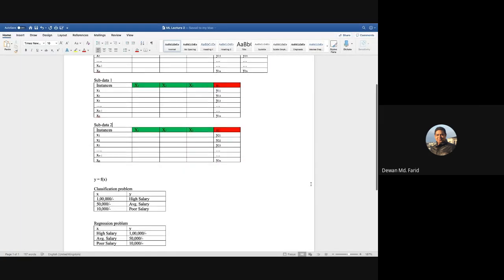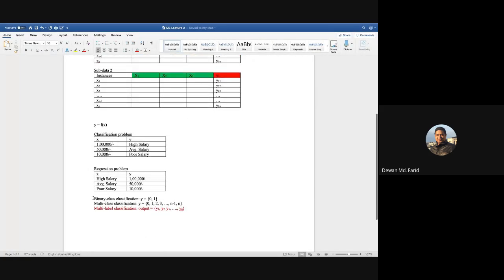So for the classification problem, we have three kinds of scenario: binary class classification, multi-class classification, and multi-level classification. When the class value is between two values, like 0 and 1 or true and false, it's called binary class classification.